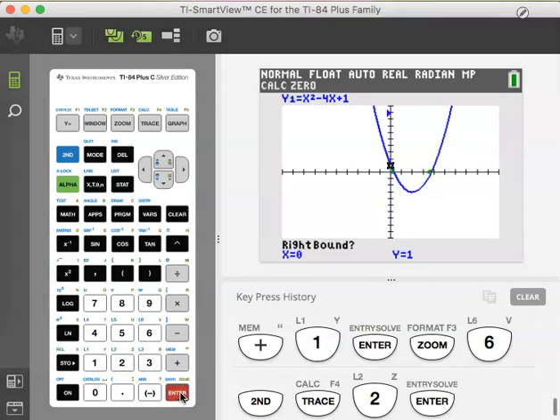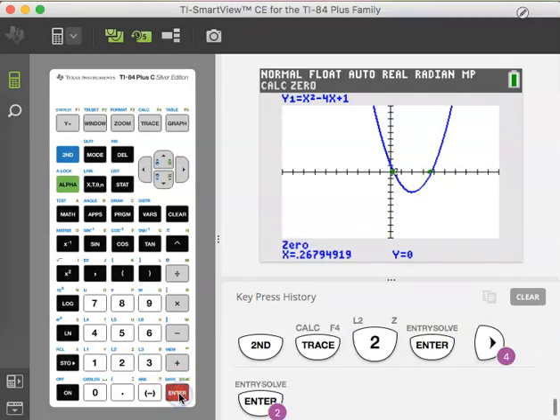But now Blinky says, am I on the right side of it? And absolutely not. So I've got to use my right arrow to get below it. Blinky doesn't know above and below. Blinky only knows right and left. Hit enter, enter through guess. And we would write that down to 3 decimal places, so 0.268 is that first x value.